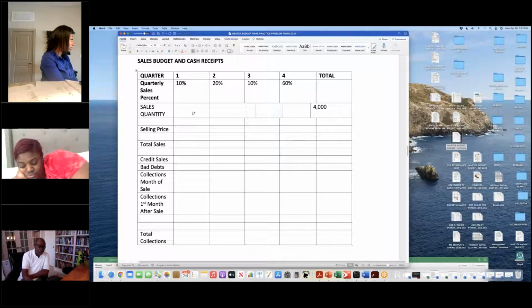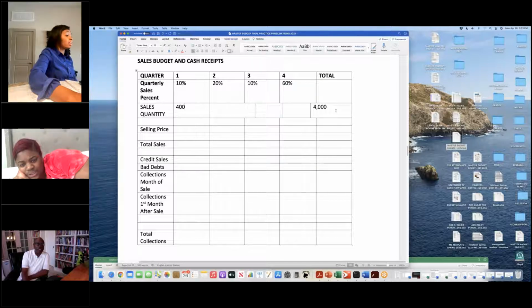So sales in the first quarter is how much? 160,000. Quantity first. Is it 400? It's 400, I'm sorry. The sales quantity is the number that you use. But our layout is different, you really got me confused. I was thinking about 400 as the selling price.